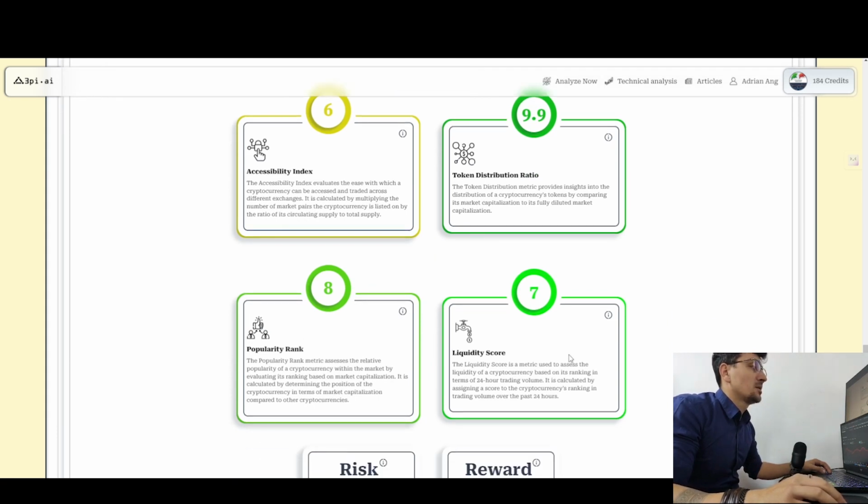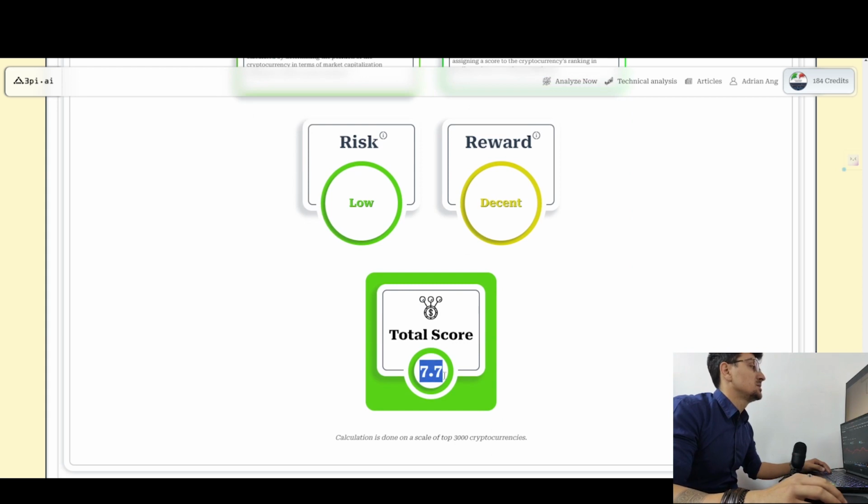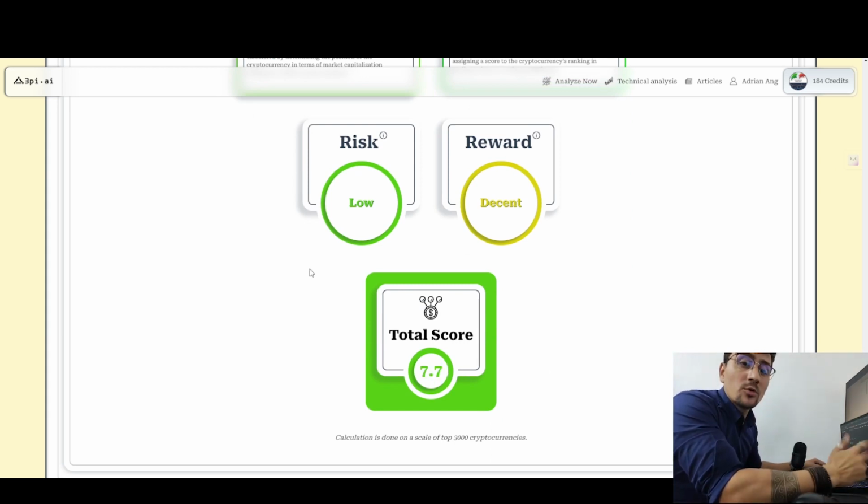Popularity rank and liquidity score, and we have here risk. It says here that it's low based on the data we have, and the reward would be decent, and the total score would be around 7.7. And that was all for Gala.